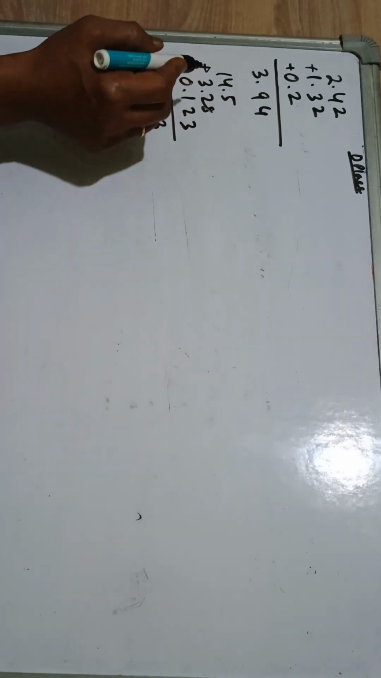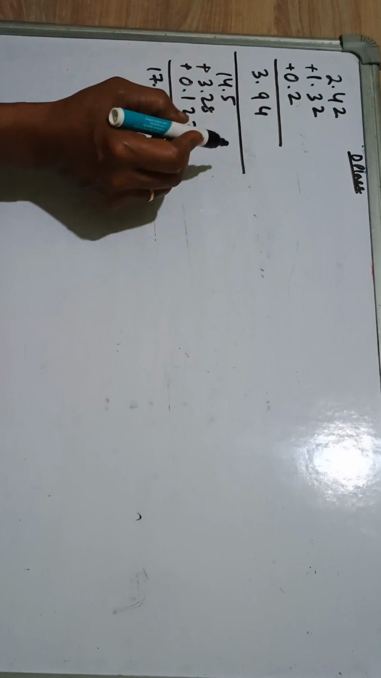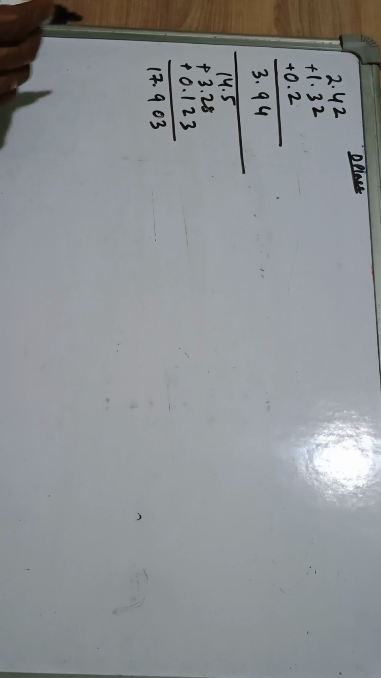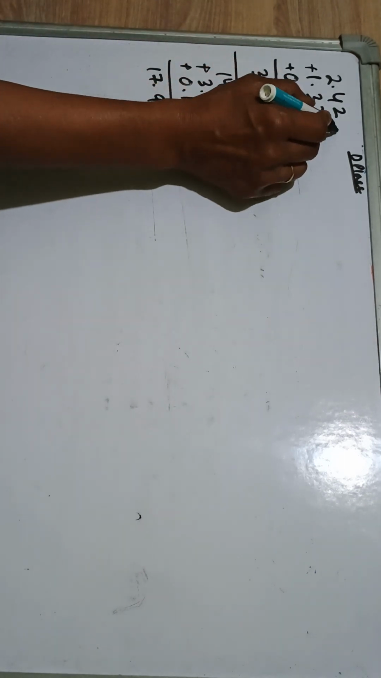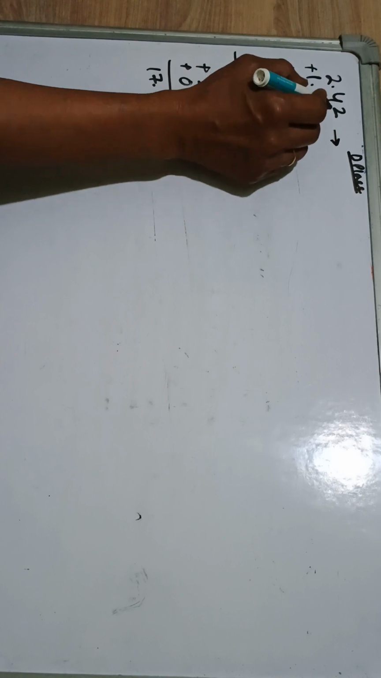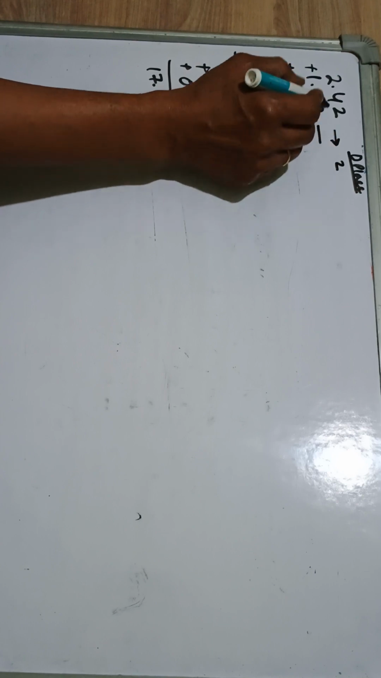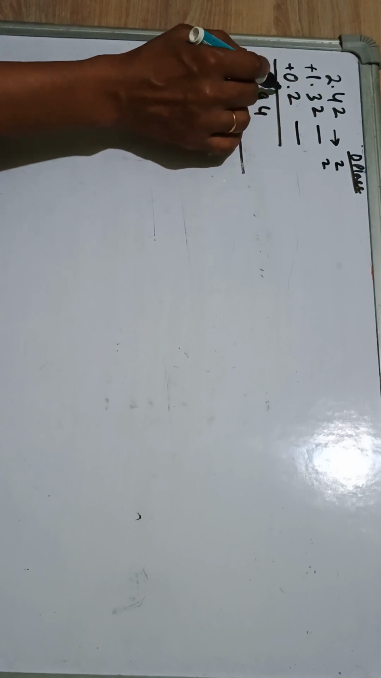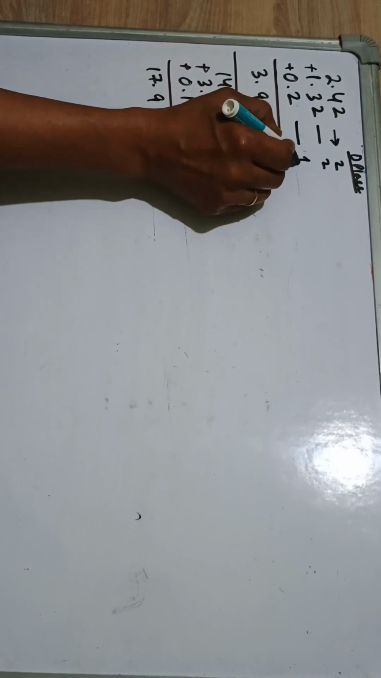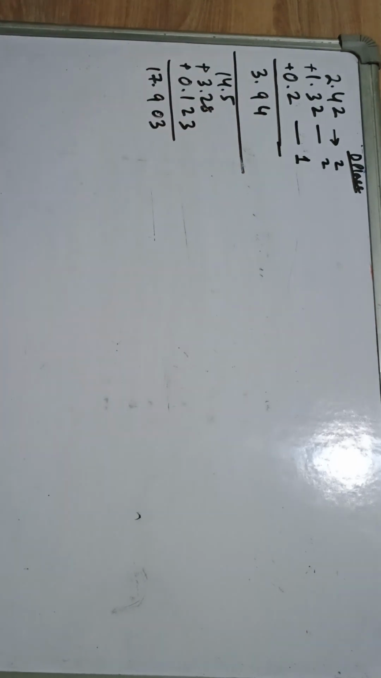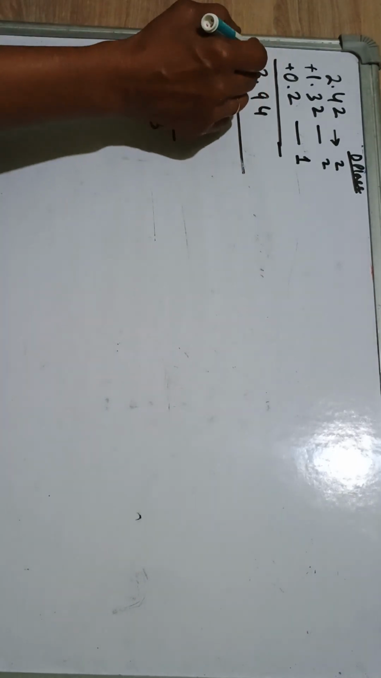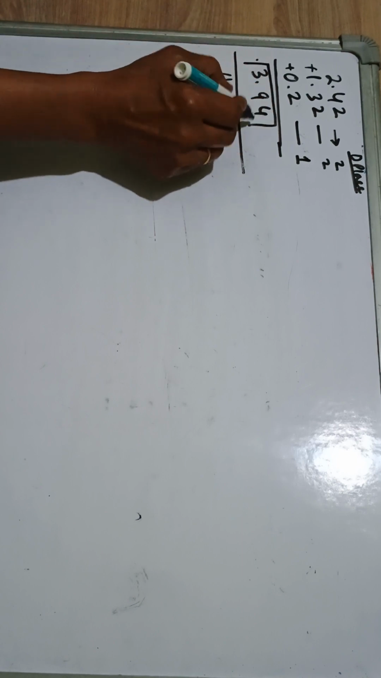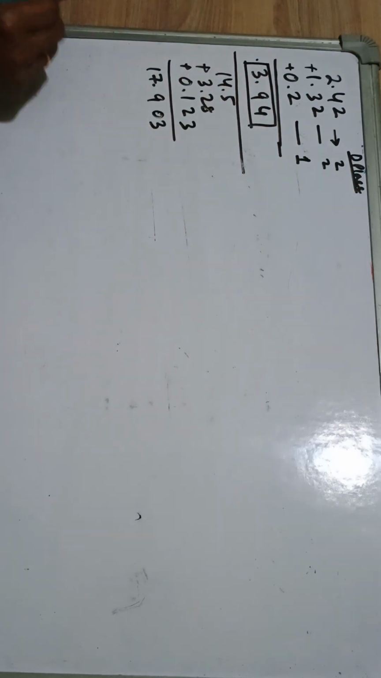In this example 1, we have 3 numbers that will be added. The first number has 2 decimal places, the second number has 2 decimal places, whereas the third number has 1 decimal place. Step 1 says to do the algebraic addition. We have done it.